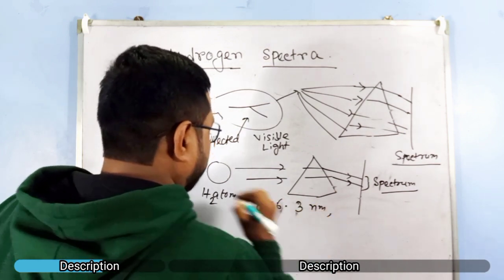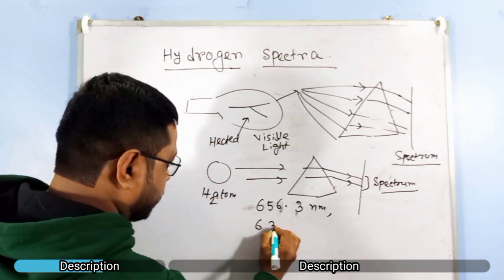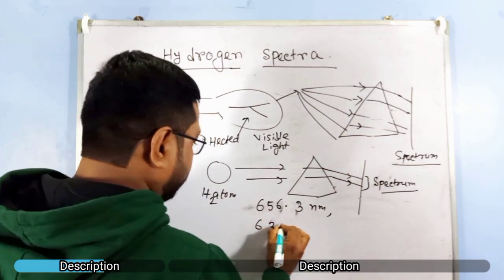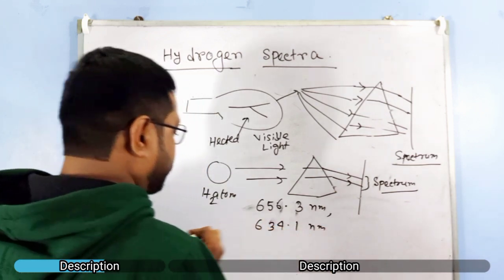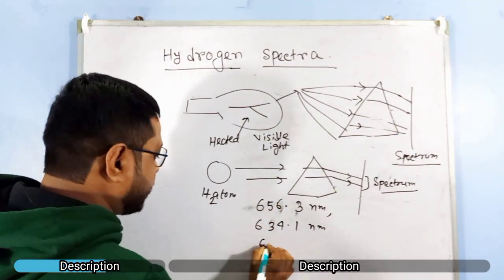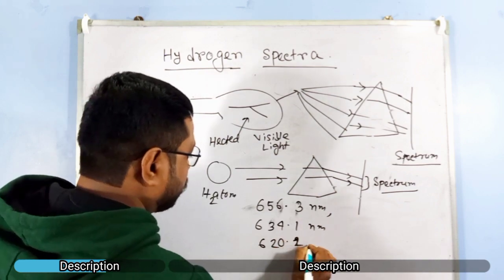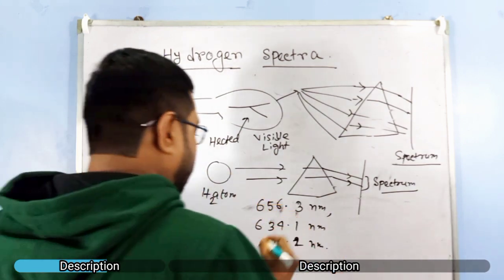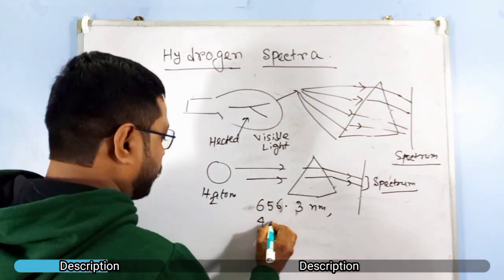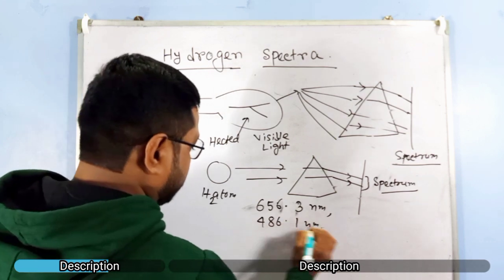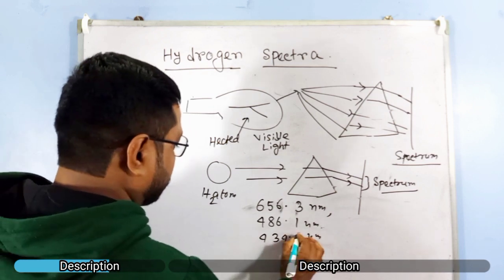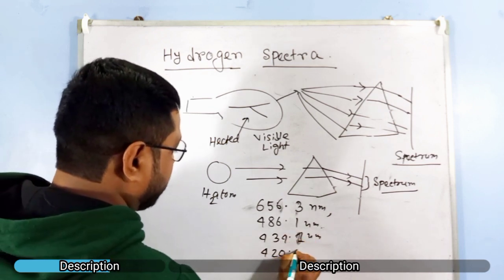656.3 nanometer, 634.1 nanometer, 620.1 nanometer, 486.1 nanometer, 434.2 nanometer, and 420.2 nanometer.